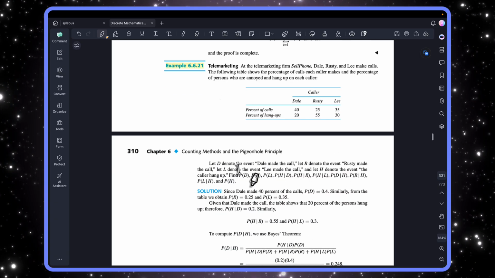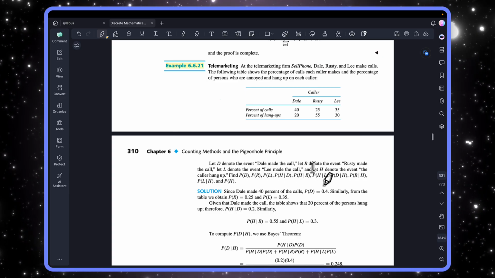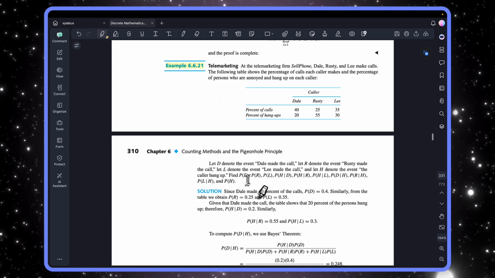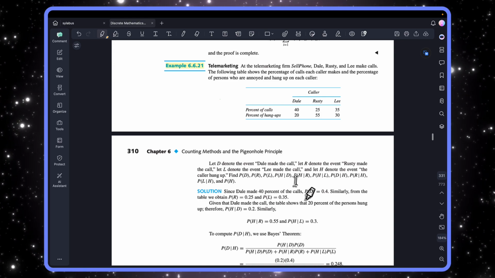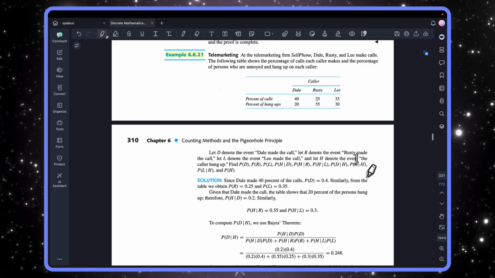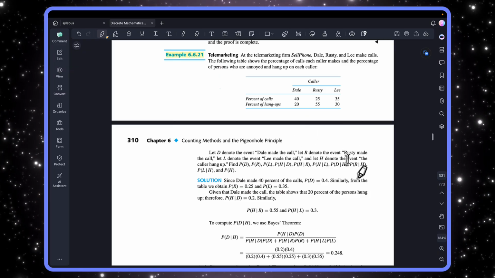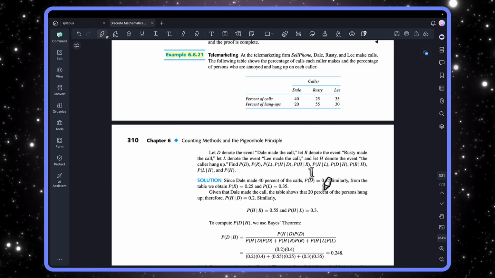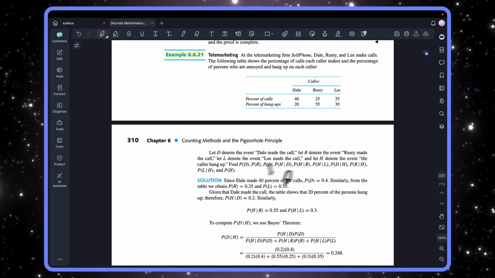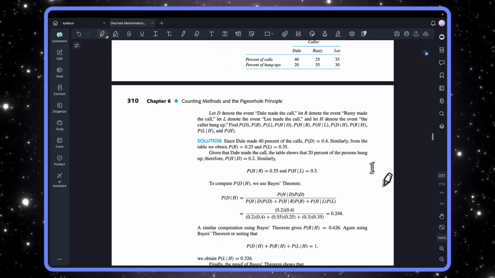So let D denote the event Dale made the call. Let R represent the event Rusty made the call, and let L denote the event that Lee made the call. And let H denote the event the caller hung up. So we're interested in the hang-up there. Let's see if we can find all these probabilities, the probability of D and all these different things. Here's the solution. We'll just run through it.